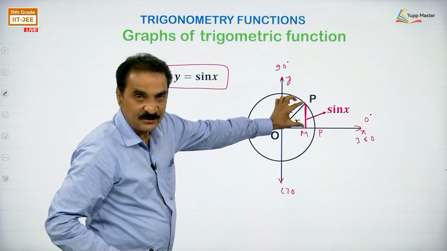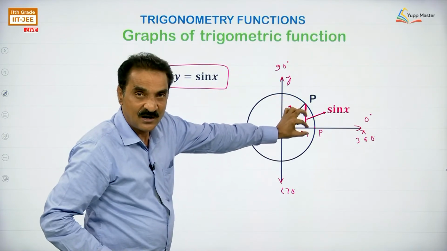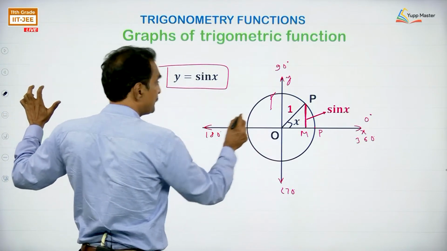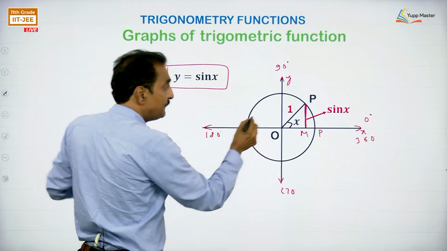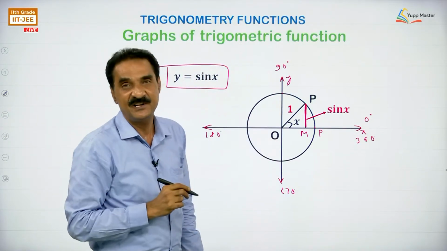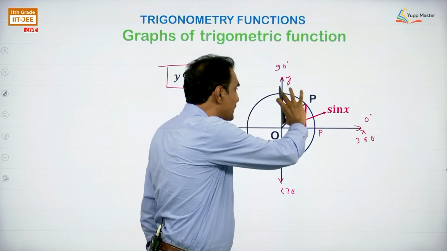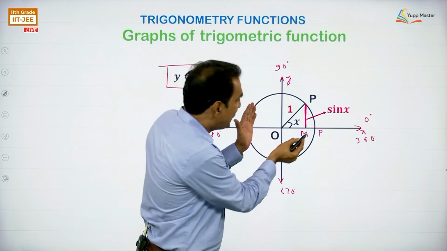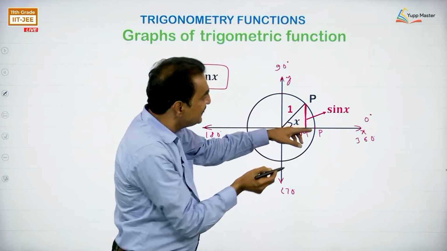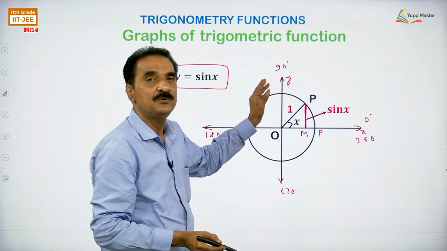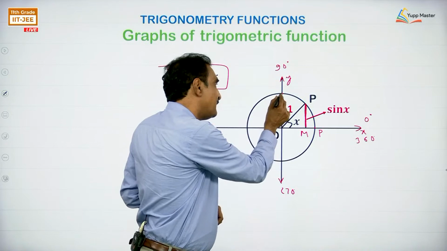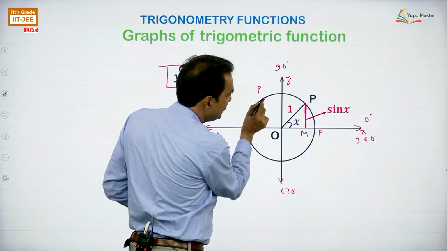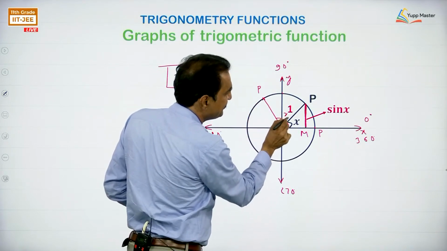Then what is happening to the value of this perpendicular? It is increasing. Starting from 0, it is increasing. When P reaches the 90 degrees position, what happens? This length becomes equal to the radius of the circle, which is 1. So, sin 90 degrees is 1. So, when the angle increases from 0 to 90 degrees, the value of sin x gradually increases from 0 to 1. Then, when P further moves, suppose P comes here, then this is the angle x.